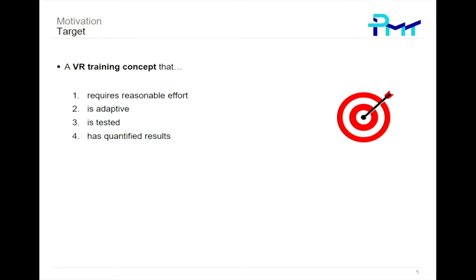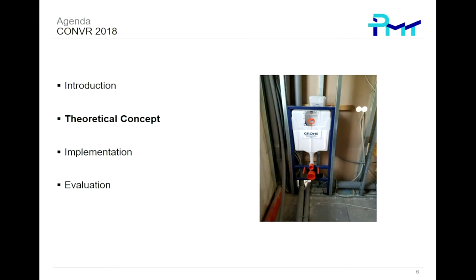So what is the target of this paper? I want to establish a VR training concept for the cognitive aspects of assembly tasks in the construction industry. That training concept should require only a reasonable effort, meaning that I do not want a programmer to do a new training setup only because I have new CAD data or new BIM data. Secondly, it needs to be adaptive, meaning that if there's a trainee that is more experienced than another one, I want him to get a harder training. And third and fourth, the software or the concept should be tested and it should be quantified. So this is basically what I'm going to do.